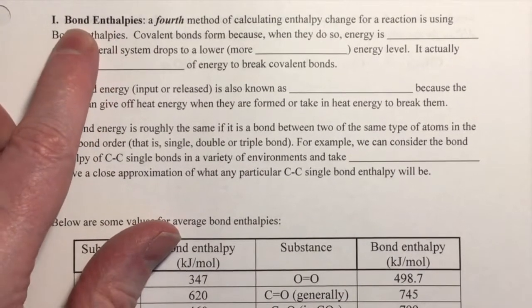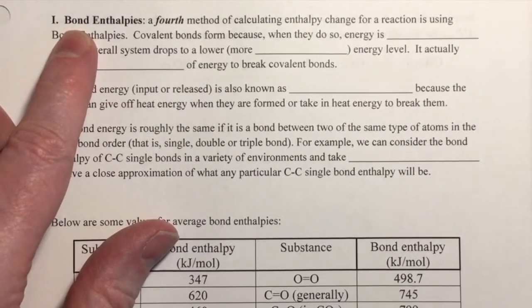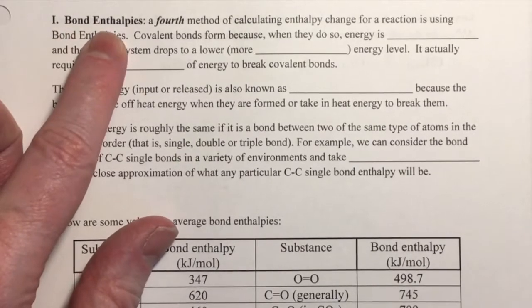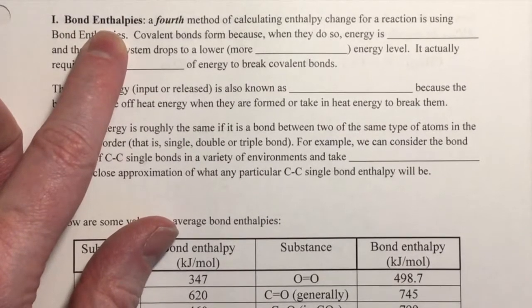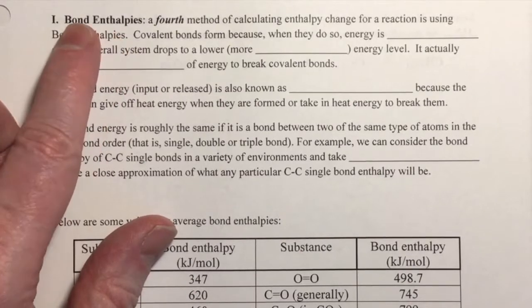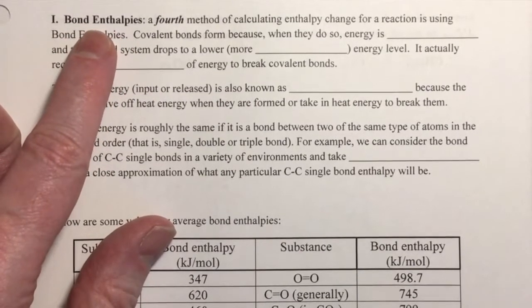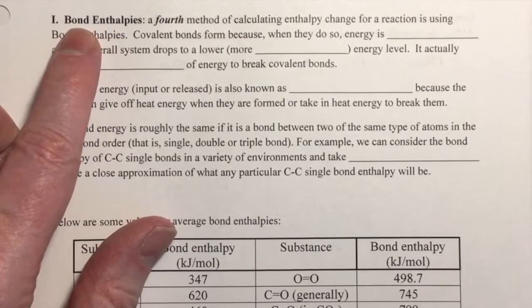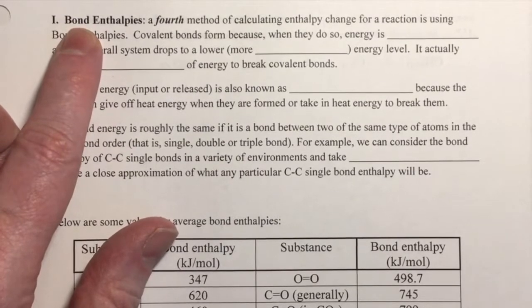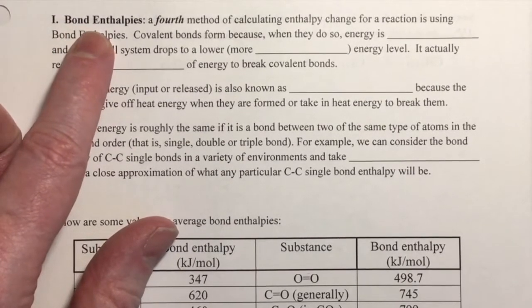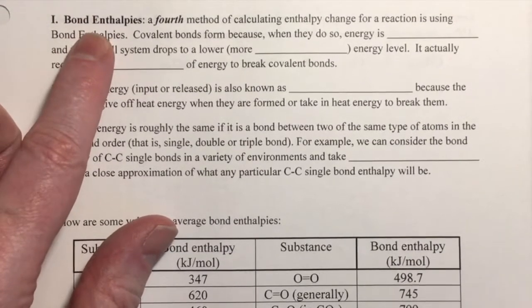So we know what bonds are. They're the chemical bonds, covalent bonds, and enthalpies are heat energy, right? So we're going to talk about basically how much energy is in a bond. Fundamentally, that means how much energy does it take to break a certain bond, that has to be put into the bond to get it to break.